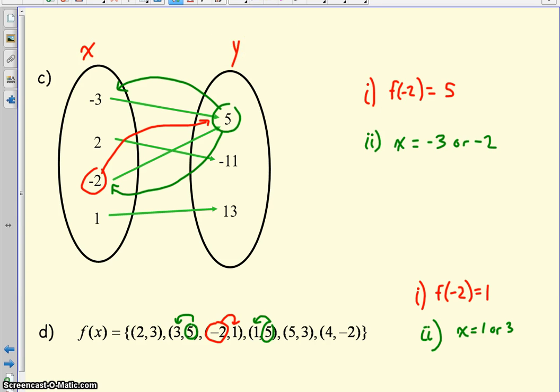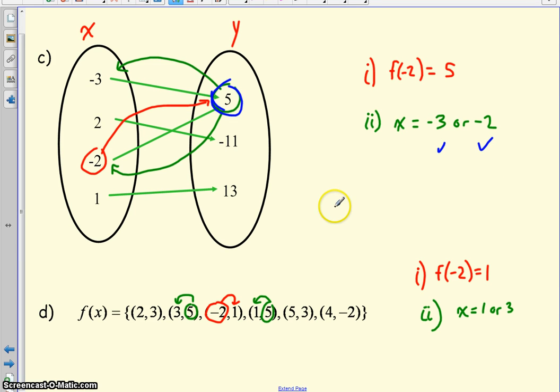Looking for part 2, you're looking for where the y value is equal to 5, so the function is equal to 5. And you'll see there's actually two different arrows going to it. So there's two possible answers here. When y equals 5, it could be caused by x being equal to negative 3, or x being equal to negative 2. You have to put down all the possible answers. So in this case, to get full marks, you have to put in x equals negative 3 or x equals negative 2. Both of them would be required.